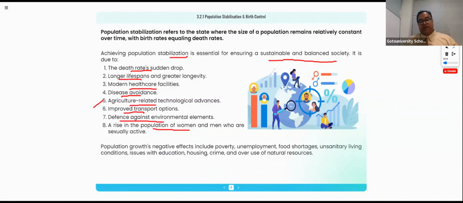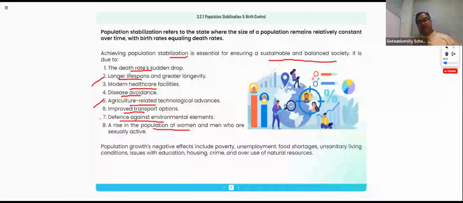If you're talking about long lifespan and greater longevity, that is because we are giving vaccination, we are giving the proper dietary plan, pamphlets, messages, etc. Not only by audio and video, but even by social media.